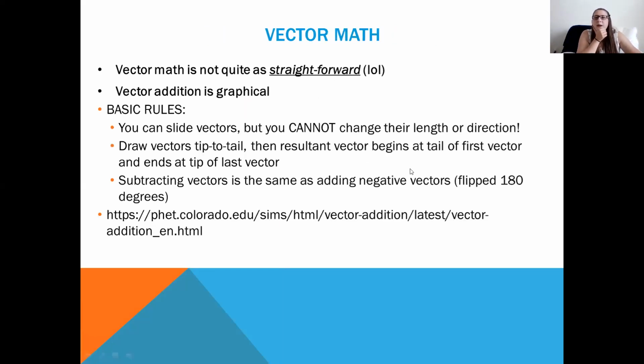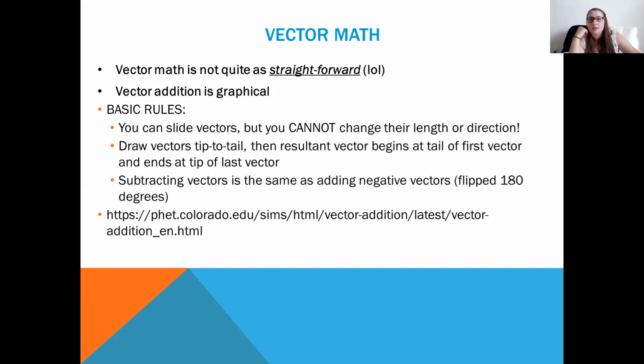Okay, so vector math is a little bit more complicated. It's not quite as straightforward. Remember, because vectors have a direction. Okay. Thank you, Vincent. Yes, I appreciate that.